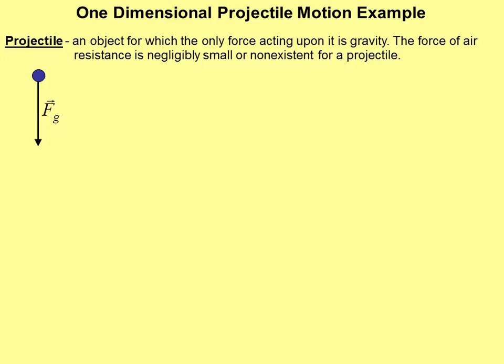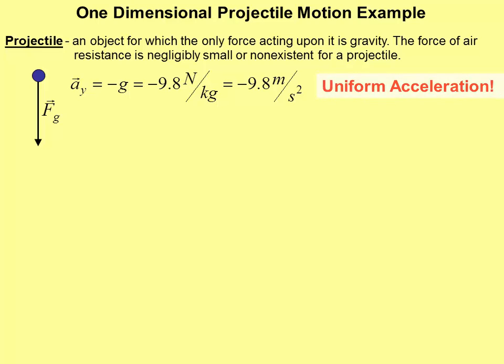Since gravity is the only force acting on them, and since gravity is constant near the surface of the Earth, the resulting acceleration is uniform. And in fact, it's our old friend negative 9.8 meters per second squared. So on the way up, it will slow down 9.8 meters per second every second. On the way down, it'll speed up 9.8 meters per second every second.